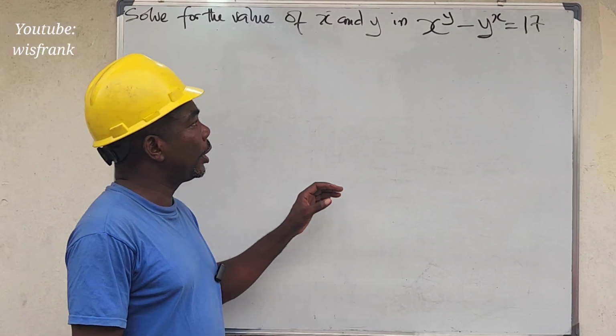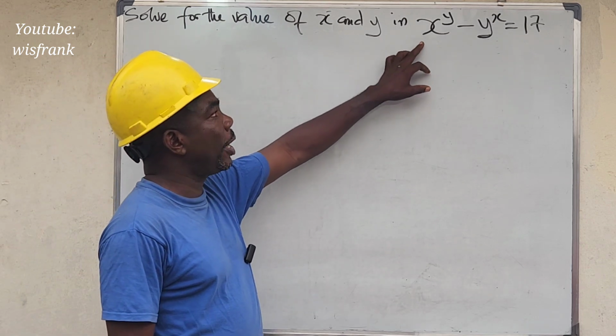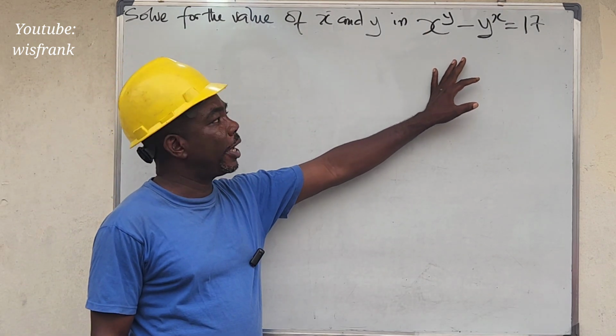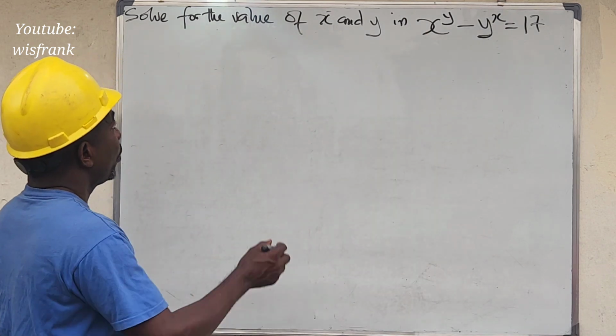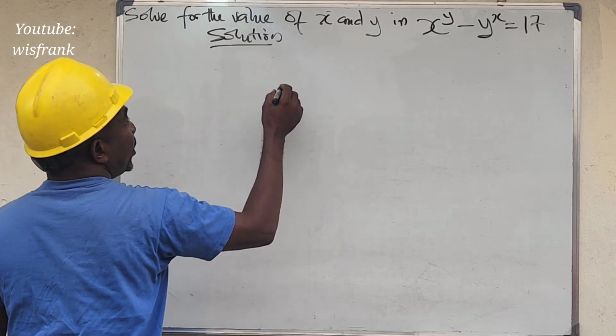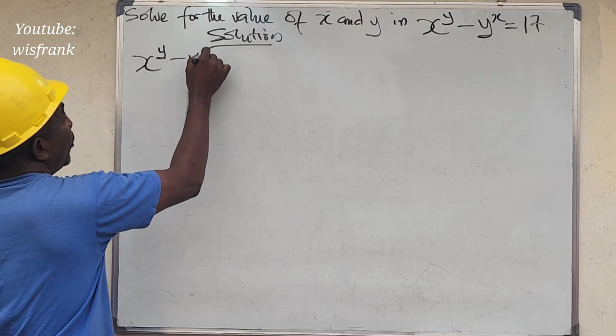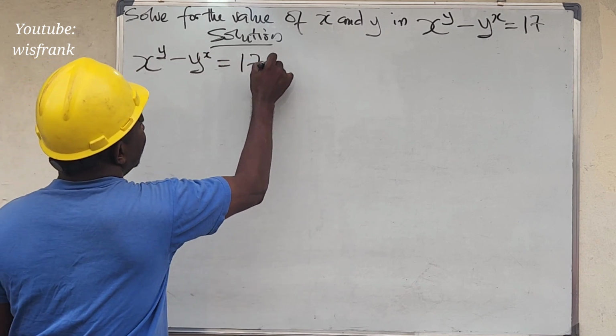For today, we are looking at this question and it says solve for the value of x and y in x to the power of y minus y to the power of x equals 17. So here we are going to solve for the value of these two variables, which from the question we have x to the power of y minus y to the power of x equals 17.